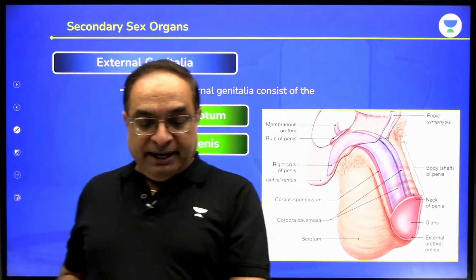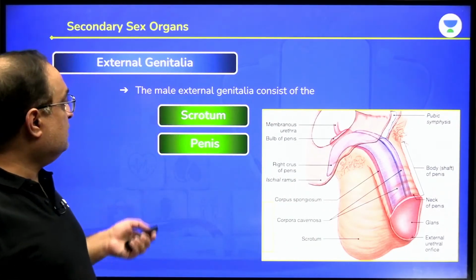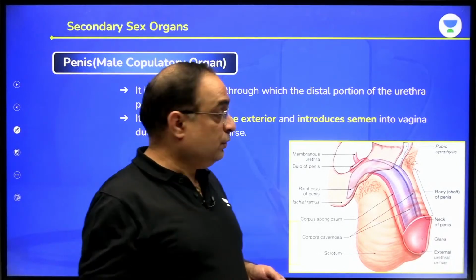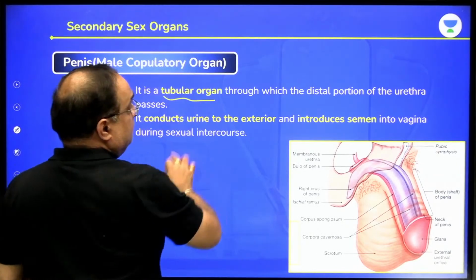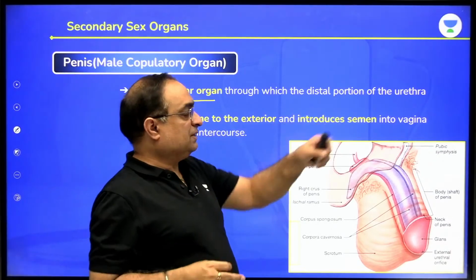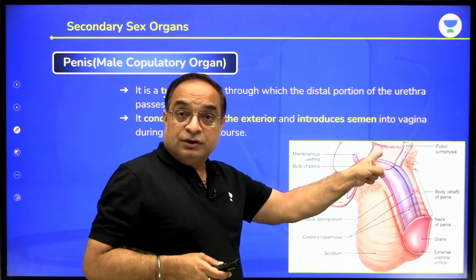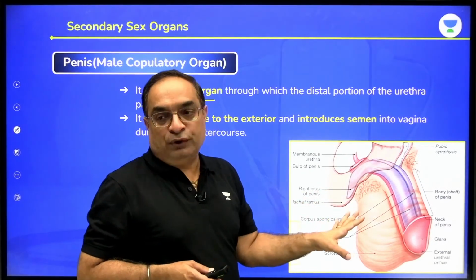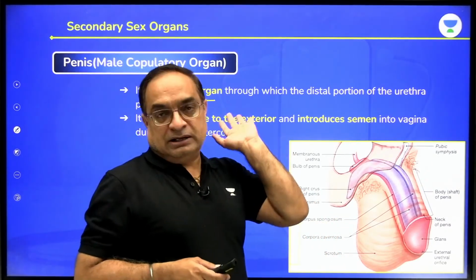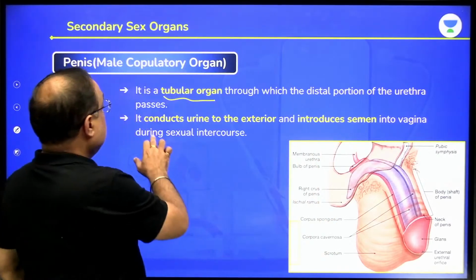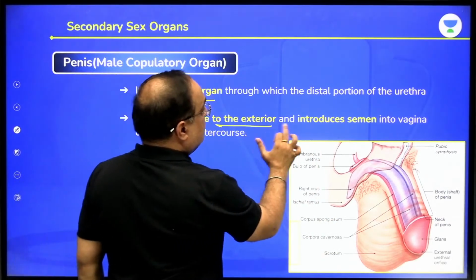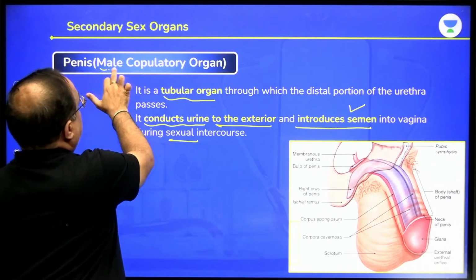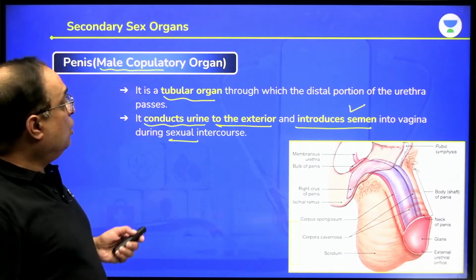Male external genitalia include the scrotum and penis. Penis is the male copulatory organ, a tubular organ through which the distal portion of the urethra passes. Urethra is a urinogenital duct which carries urine as well as the male reproductive fluid. But at one time only one fluid can pass, either urine or semen. Penis conducts urine to the exterior and also introduces semen into the vagina during sexual intercourse. That's why we say that it is the male copulatory organ.